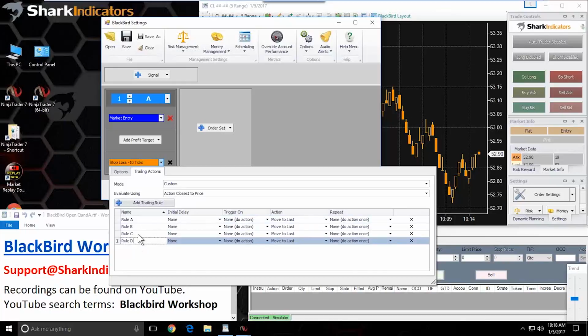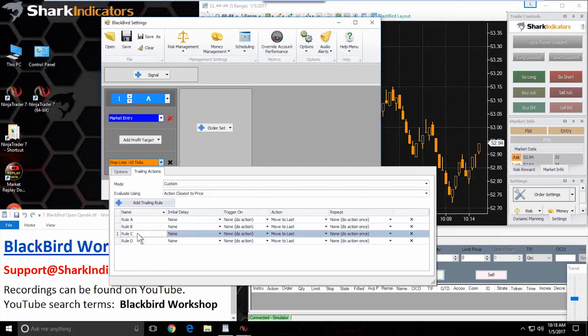Well, then there's no conflict, right? If rule C is the only rule that wants to move your stop loss, and the other three are not trying to move, then there's no conflict. And so therefore rule C will move your stop loss, right? Because there's no conflict. Rule C is not fighting with one of the other rules to try and move your stop loss. So this evaluate using only comes into play, is only necessary.